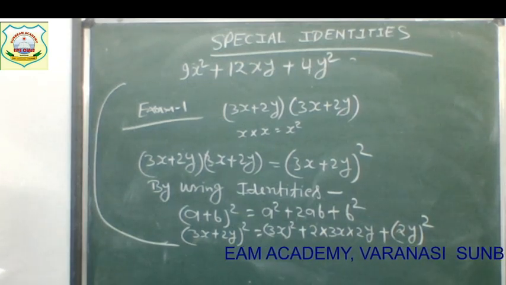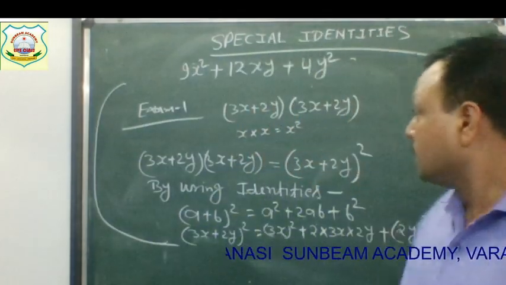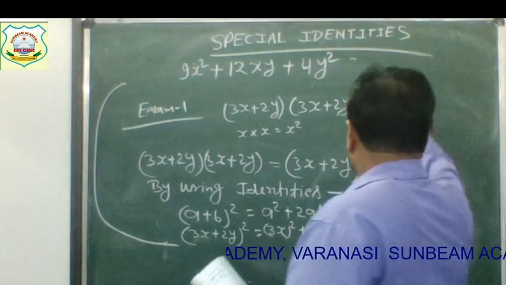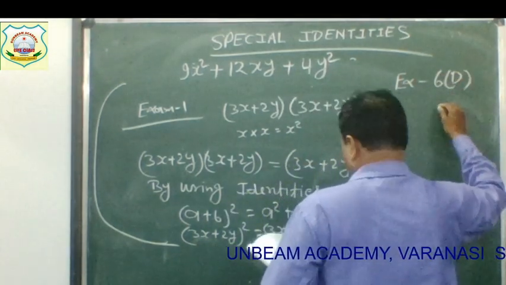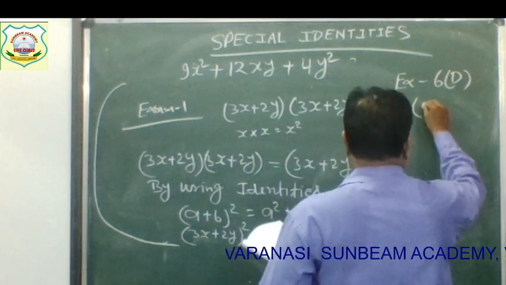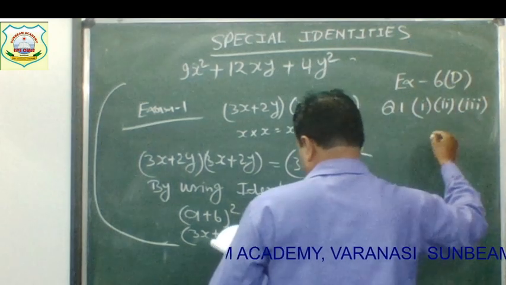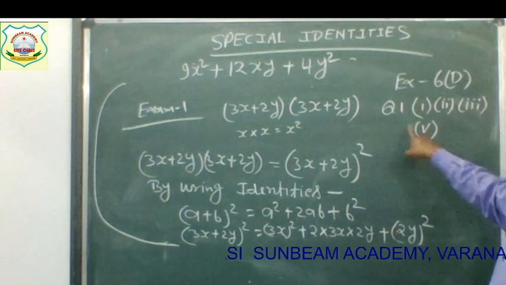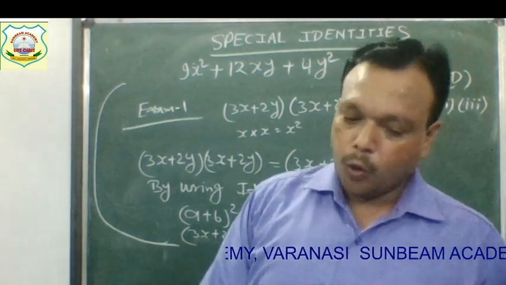Okay students, I hope everyone has noted it. So students, based on this, you have to do question number 1 of exercise 6D. I am giving you one second: first, second, third, the fifth. Okay, this one you will do, or at least try question number 1 if you can. Clear students? So I hope everyone understood.